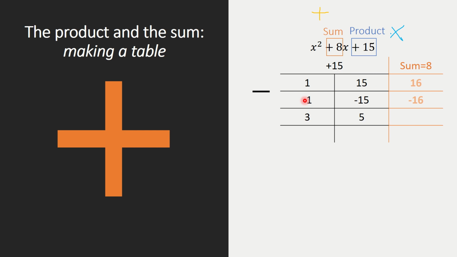Then 3 times 5 equals 15. And 3 plus 5 equals 8. We can also look at minus 3 times minus 5 is 15 as well. The sum is minus 8, but we've already found what we needed. So these are the numbers that we're going to use in our last step.